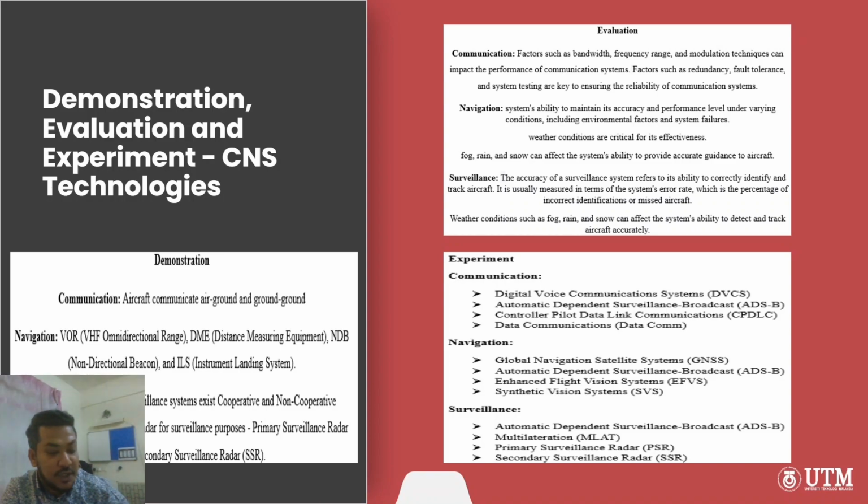Surveillance system is essential to ensure their accuracy, reliability, and effectiveness in tracking aircraft in different weather conditions. The accuracy of surveillance system refers to its ability to correctly identify and track aircraft. It is usually measured in terms of system error rate, which is the percentage of incorrect identification or missed aircraft. Reliability is the consistency of the surveillance system performance over time. It refers to system's ability to maintain its accuracy and performance level under varying condition.